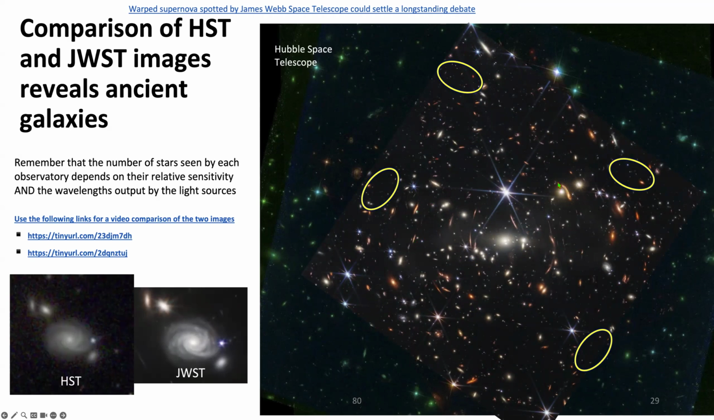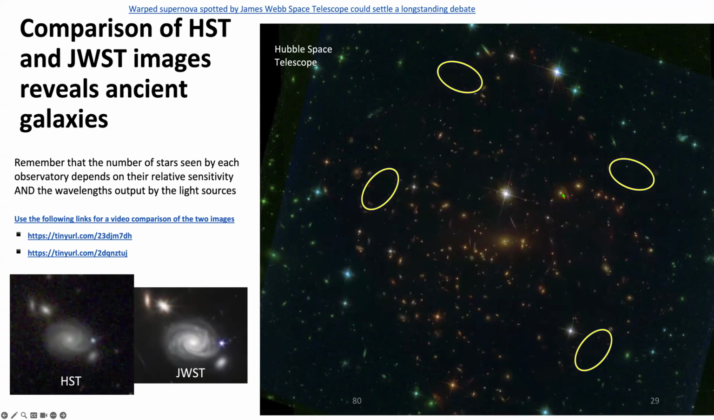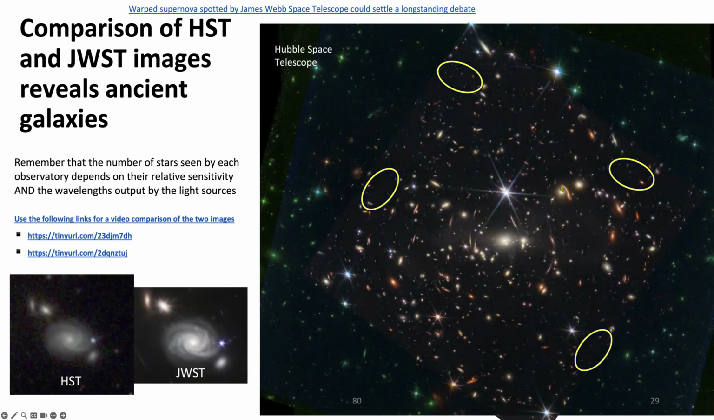distorted images of, particularly this one, distorted images of a distant galaxy barely seen by Hubble. This is what the Hubble Space Telescope sees. This is what we see from James Webb. And this object is probably the massive galactic cluster that altered the path of that ancient light to produce this distorted shape here.